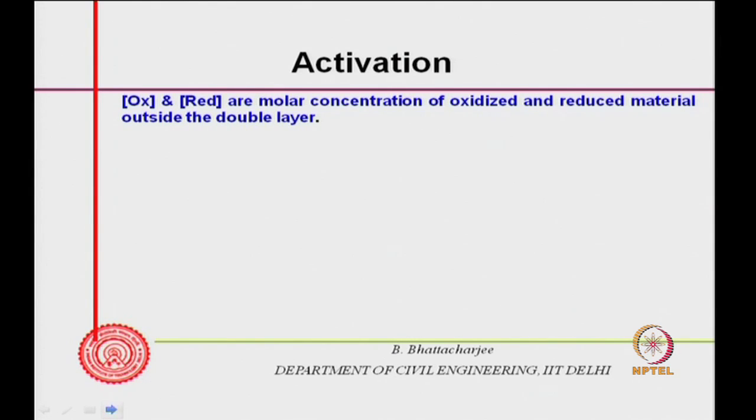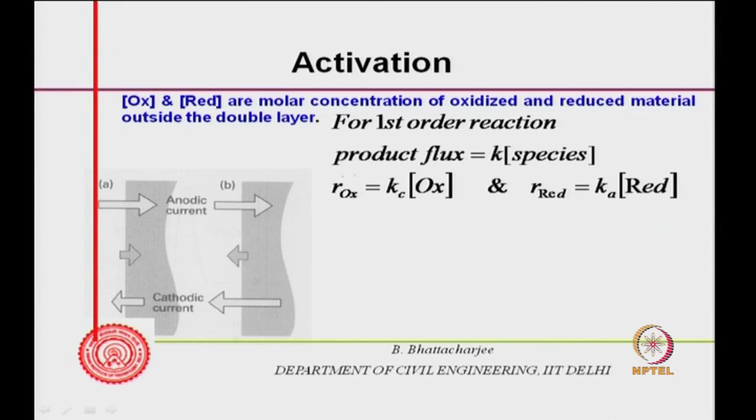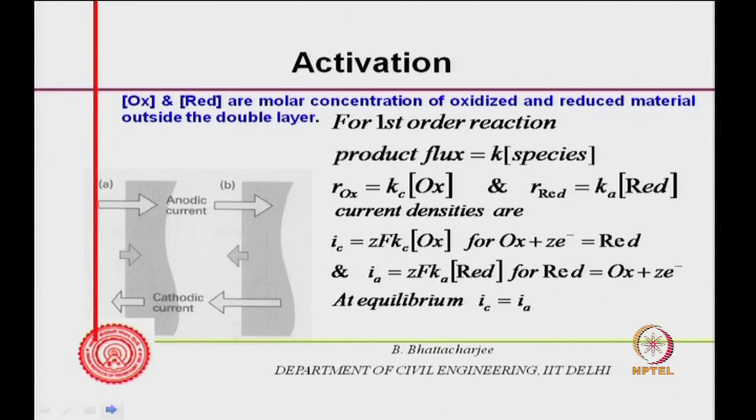These are the molar concentrations of the oxidized and reduced reactants outside the double layer, outside the electrical double layer. The first order reaction rate is proportional to K times the species concentration. Therefore, the rate of oxidation and the rate of reduction can be written like this. At any metal place, both anodic and cathodic currents work simultaneously, and the net current will be the difference between these two.